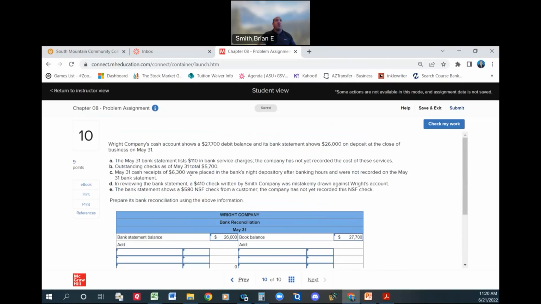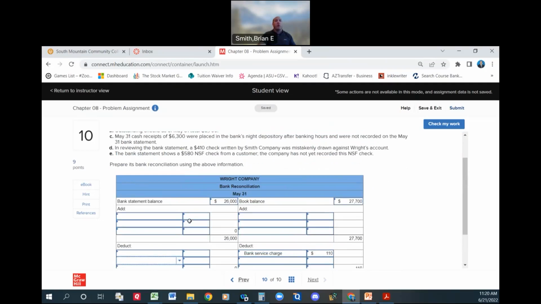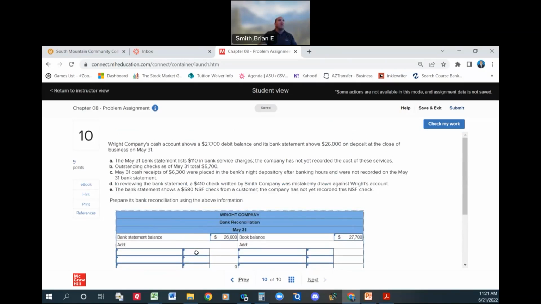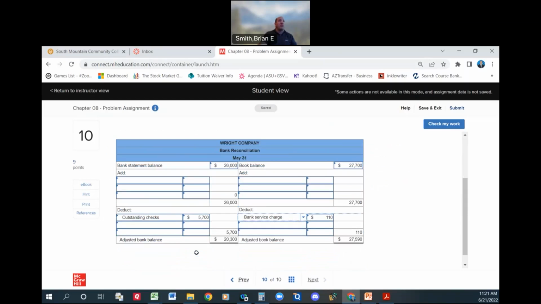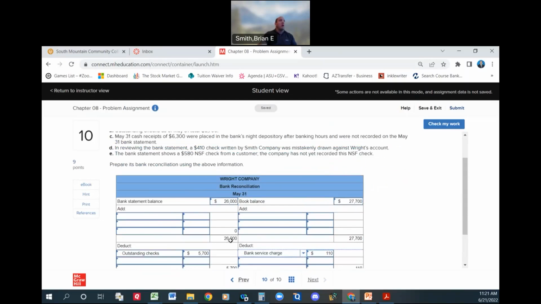Outstanding checks as of May 31st totaled $5,700. That means we wrote the checks, sent them out, and they haven't been cashed. So we're going to need to take them out of our bank balance for outstanding checks, and we're going to show $5,700. Okay, let's make sure that that decreased. Sure did. We're good.